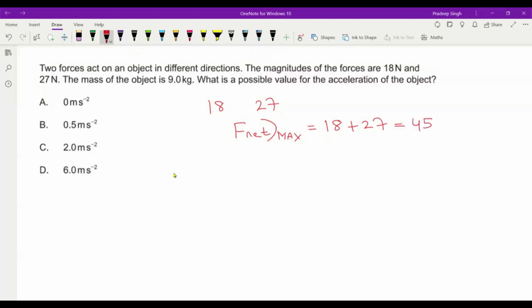But it says in the question that they're acting in different directions. That is fine. Ignore this word as of now. We'll come back to that.